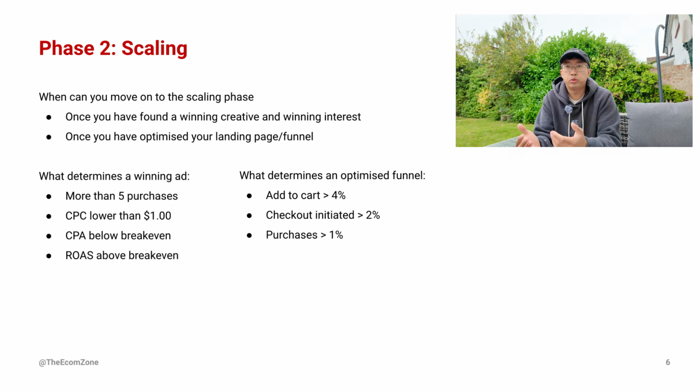And what determines an optimized funnel? So this is your funnel for your website. If your add to cart is above 4%, that is really good. And if your checkout initiated is at 2%, that's actually good as well. And your purchases above 1%, that's great. Now again with this, you want to aim for higher numbers. So the higher the add to cart, the higher the checkout initiated and the higher purchases you get.